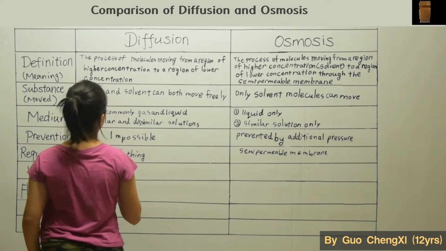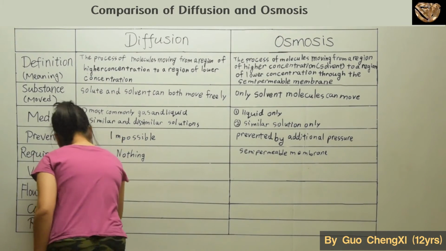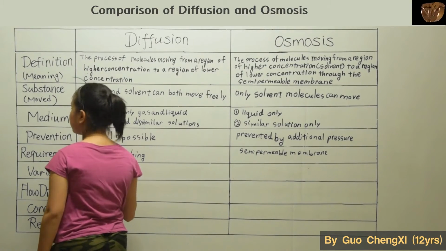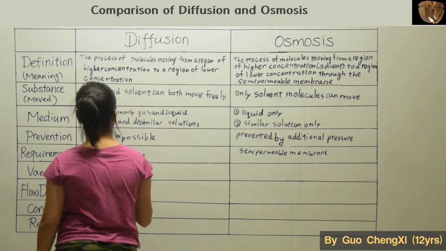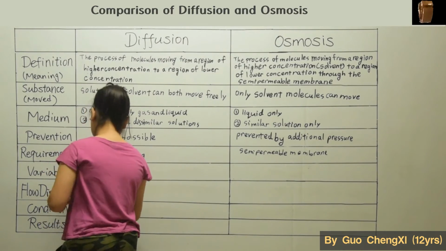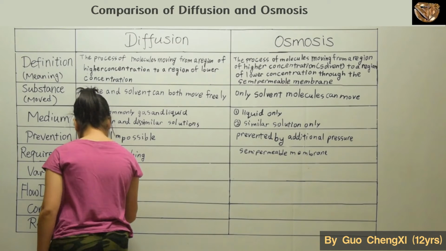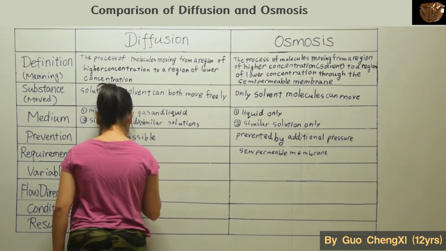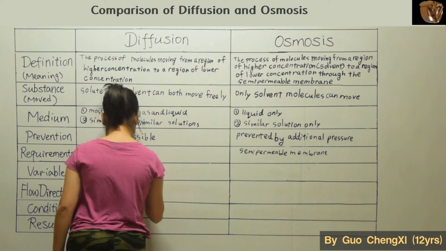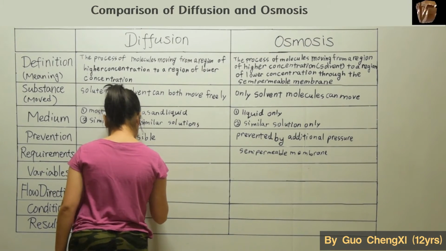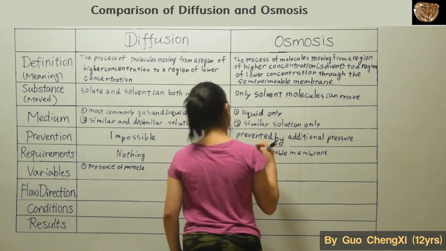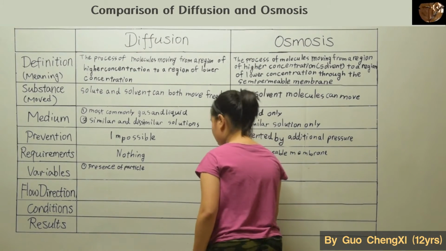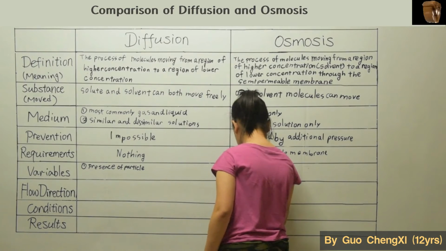So the variables that affect diffusion, one of them is the presence of the particles. The amount of it doesn't actually affect the diffusion. It's whether there is that kind of particle or not. On the other hand, for osmosis, it is not about the presence of the particle, it is the amount of it. So it is the amount of particles.